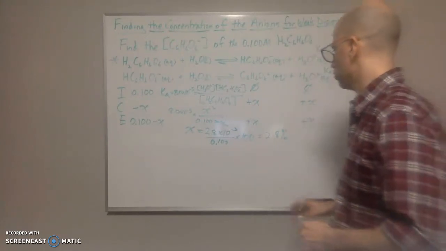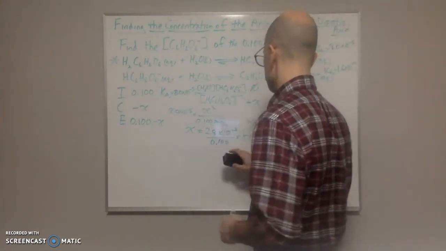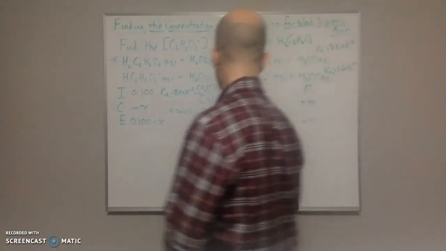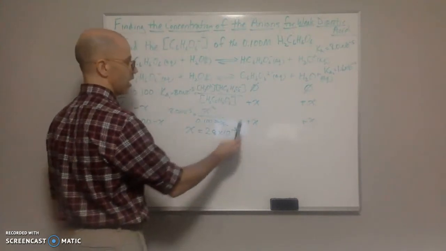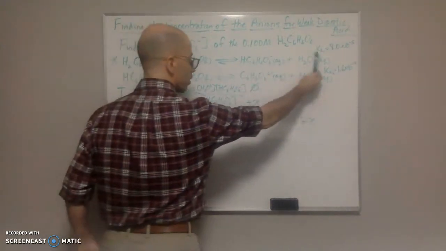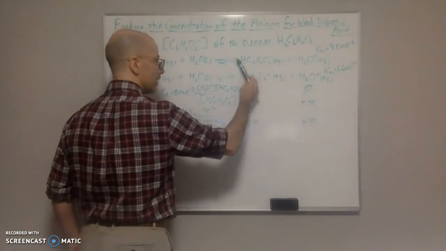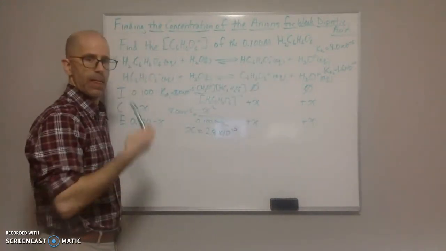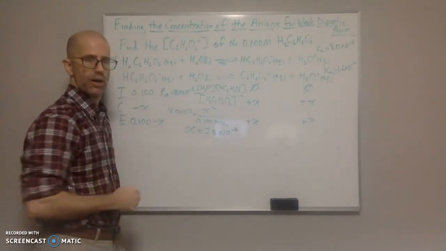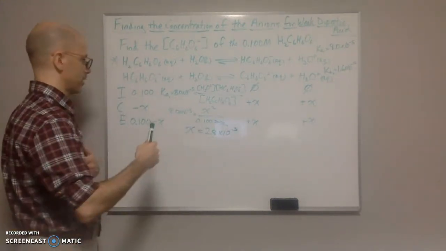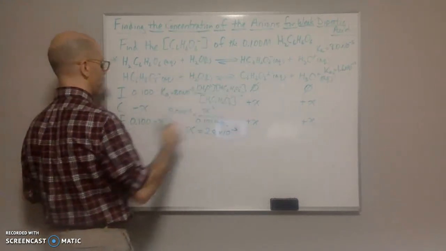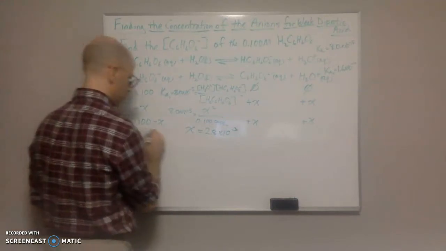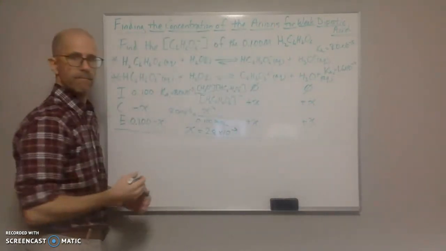Okay, so now we have the concentration of H plus, or H3O plus, and the concentration of this leftover conjugate base. This is what we're going to use for our next ice table for the second equation. So now we're at the second equation. So let me put a line here.